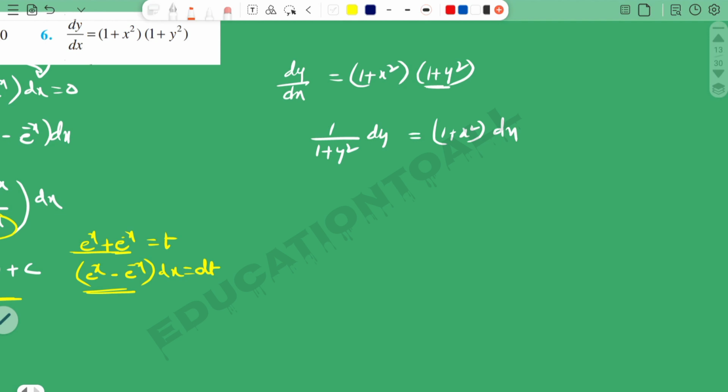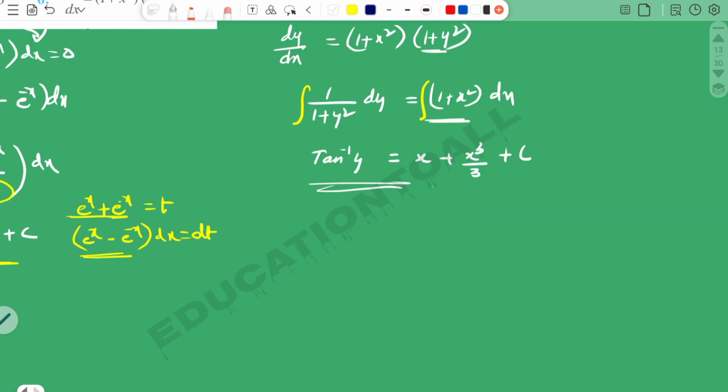Now apply integration on both the sides. Why? Because already the variables are separated. By applying the integration, the left hand side integral of 1 by 1 plus y square dy, you can write it as tan inverse of y, which is equal to the integration separately for the 1 and x square. So integral of 1 is x plus integration of x square will be x cube by 3, plus constant. Tan inverse of y is equal to x plus x cube by 3 plus c, which is the required general solution.